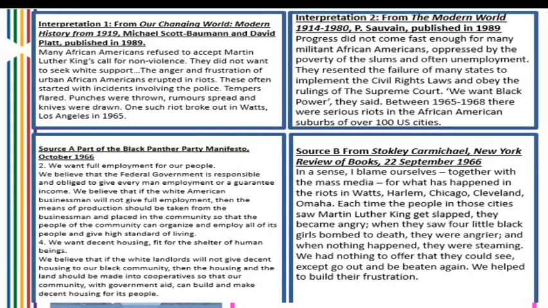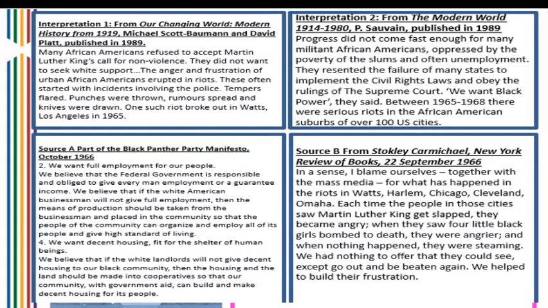We believe that the federal government is responsible and obliged to give every man employment or a guaranteed income. We believe that if the white American businessman will not give full employment, then the means of production should be taken from the businessman and placed in the community, so that the people of the community can organise and employ all of its people and give a high standard of living.